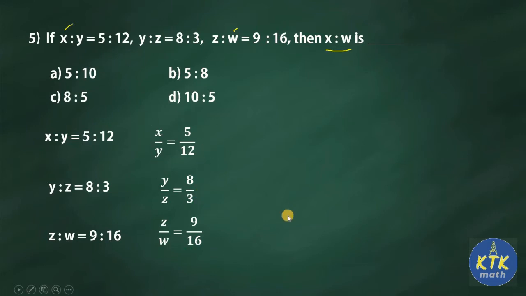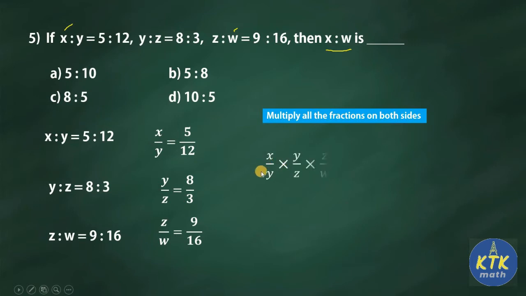The next step, I am going to multiply on both the sides. Multiply all the LHS, that is the left hand side, separately, and then multiply all the right hand side separately. So it will become x by y into y by z into z by w on the left hand side, and the right side becomes 5 by 12, 8 by 3 and 9 by 16.